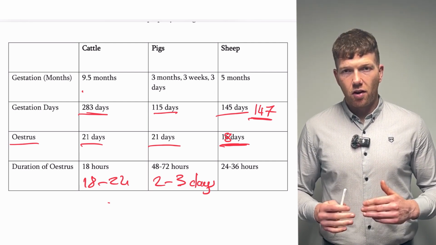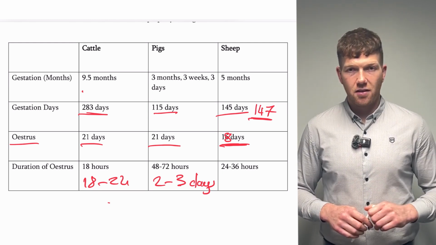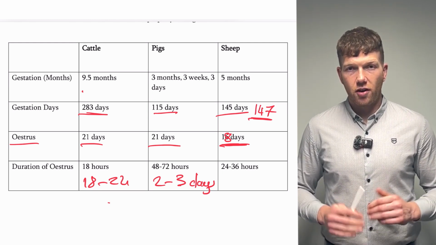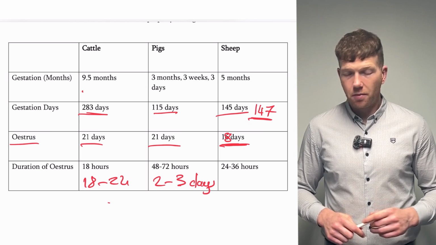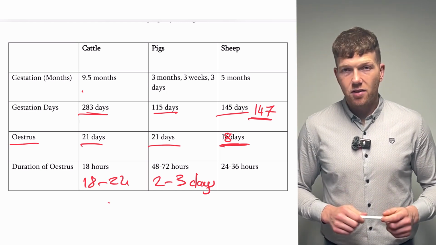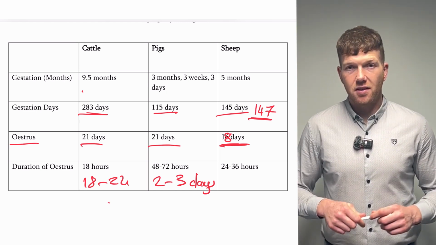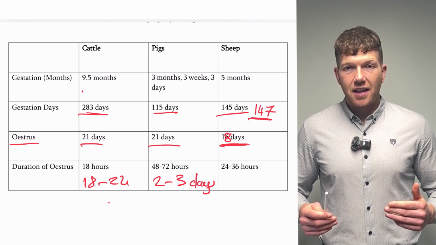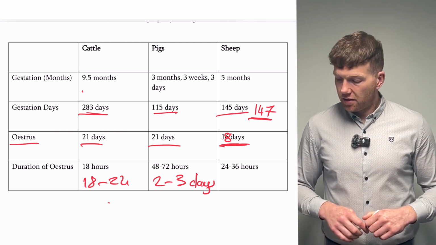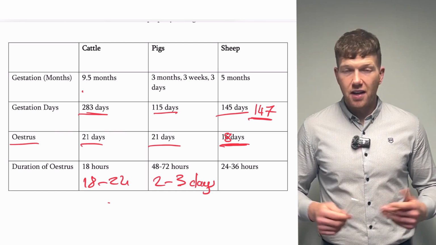Pigs then: 3 months, 3 weeks, 3 days, or 115 days. You need to know either. You could be asked days, you could be asked how many months. So just learn that. It's really important and has come up. Similar to cattle, it's every 21 days there's an egg there, but it lasts for 2 to 3 days, or you can see there 48 to 72 hours.